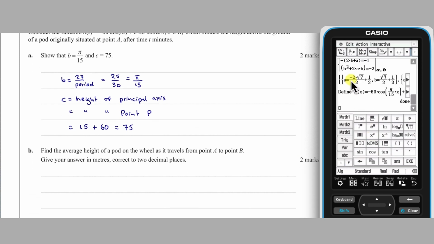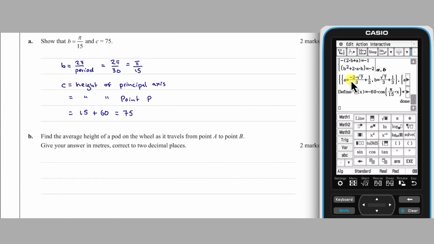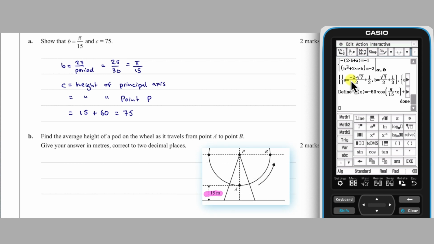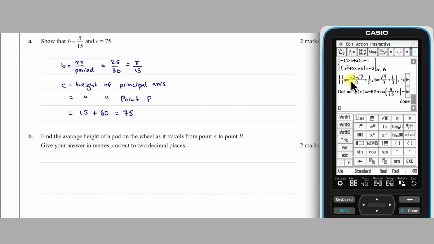That done, it is time to find the average value of this height function as the pod moves from point A to point B. This will take 7.5 minutes, as this represents a quarter of the 30-minute revolution. So the average height will be the definite integral of h of t from 0 to 7.5 divided by 7.5. This can be calculated using the definite integral template on the Math 2 keyboard.